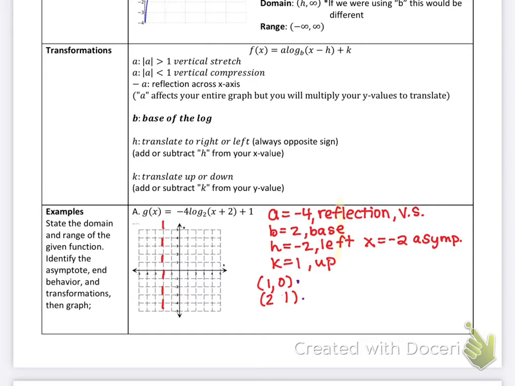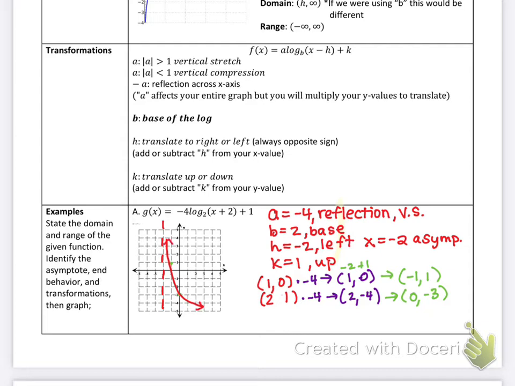And again, we're going to just do the same scenario that we did before. We're going to multiply our y's by our a. So 0 times -4 is just 0, and 1 times -4 is -4. So notice that our x values here don't change at all. So the 1 and the 2 still stay exactly the same. And then we're going to go ahead and subtract the 2 from the x's and add the 1 to the y's to get our final 2 reference points. So we can go ahead and graph those 2 points on the graph, and then we're going to have a similar looking graph to an exponential.